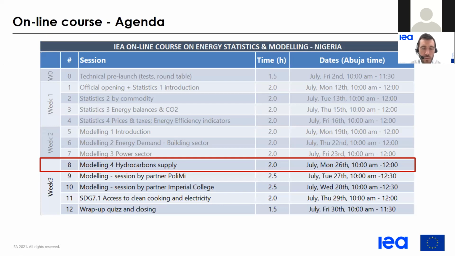So you remember that we have discussed how to make projections on how energy demand will evolve. And we've taken the example of the building sector, trying to anticipate how people's needs for cooling services, for electricity, for heating, for cooking will evolve.